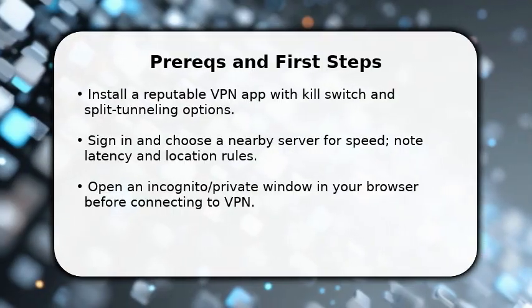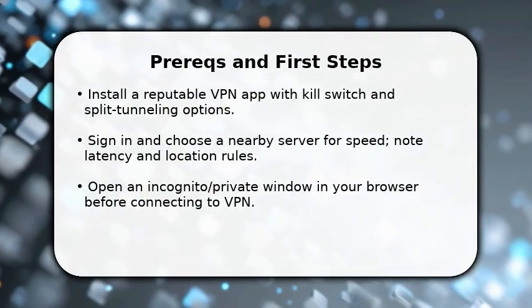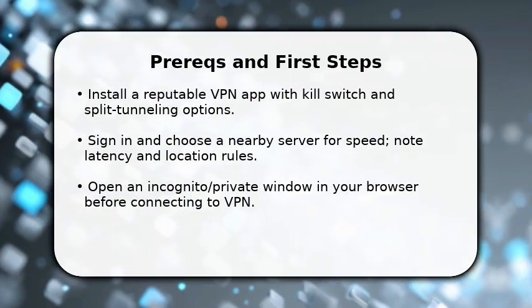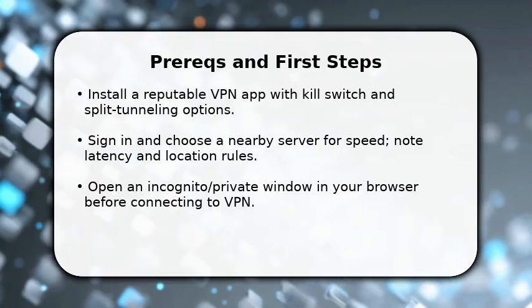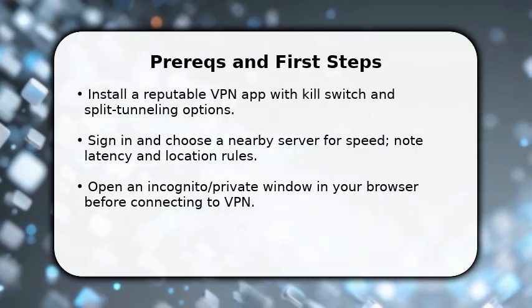You start by confirming prerequisites: a trusted VPN client with a kill switch and active subscription, plus an incognito browser window. Now, launch the VPN app and authenticate. This ensures all traffic is tunneled outside the browser.